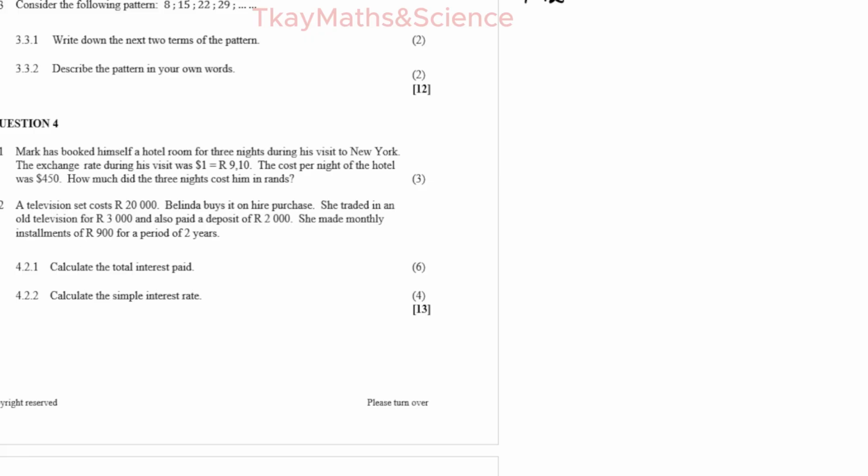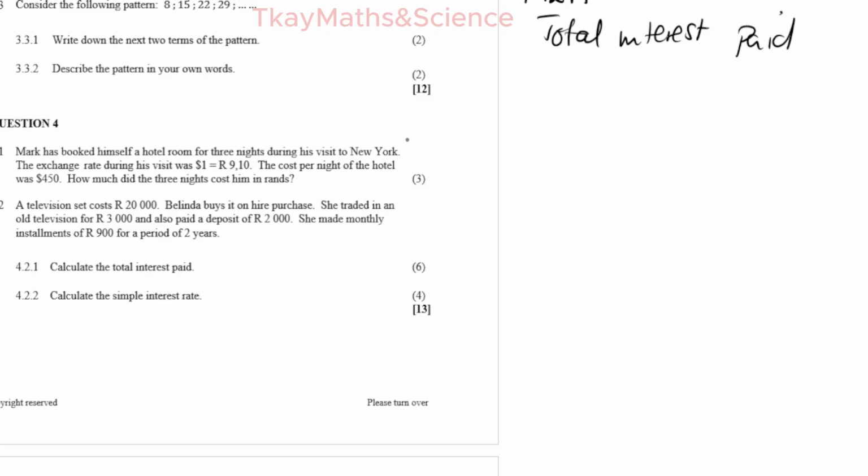Okay, so as you know, hire purchase is always calculated as simple interest. Okay, just to highlight that. So what do you do? They're saying on 4.2.1, calculate the total interest paid. Okay, total interest paid. That's what you are calculating.